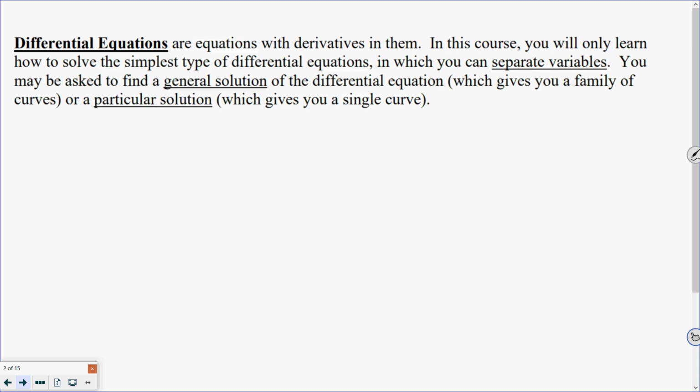And then we can find a general solution. If it's a general solution, it'll be like a family of functions, a family of curves. It'll have a plus c, or a particular solution. But to do that, they'll have to give us an initial condition.